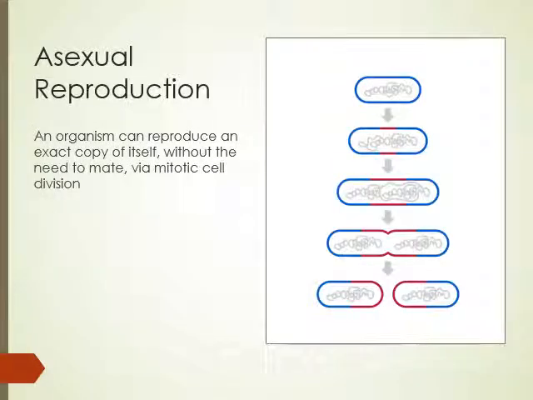Mitotic cell division will allow us to, not us, sorry, didn't mean to say us, them. Gosh, it really is. I'm talking about me as an amoeba. It will allow other organisms like amoeba, like paramecia, to create an exact copy of themselves. They don't need to mate with somebody else. They can just split.